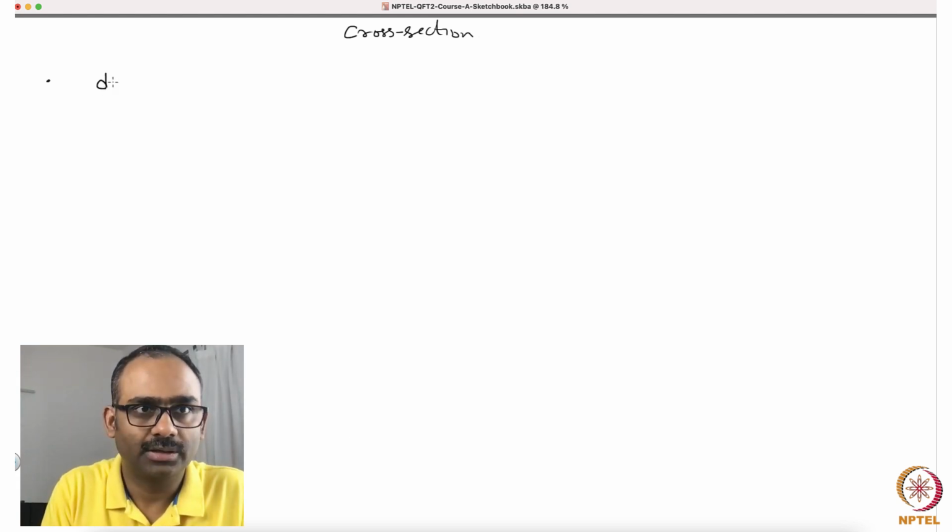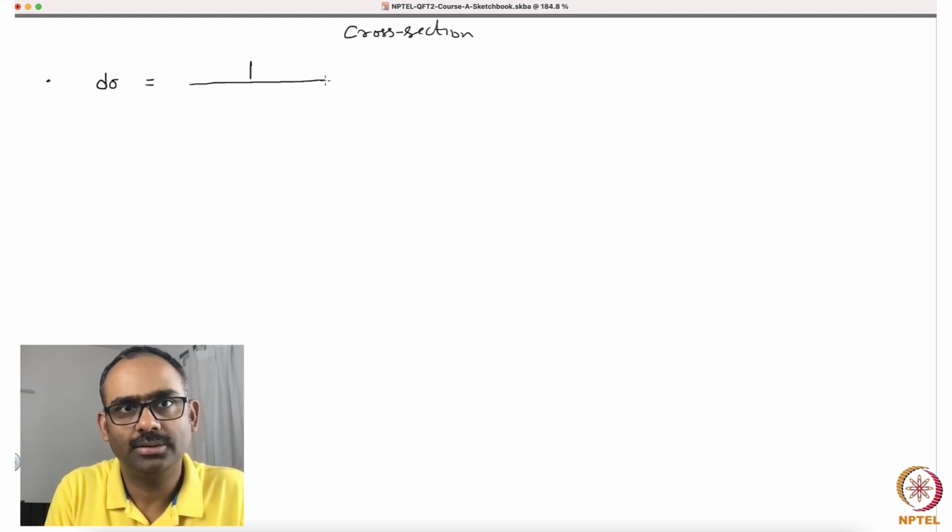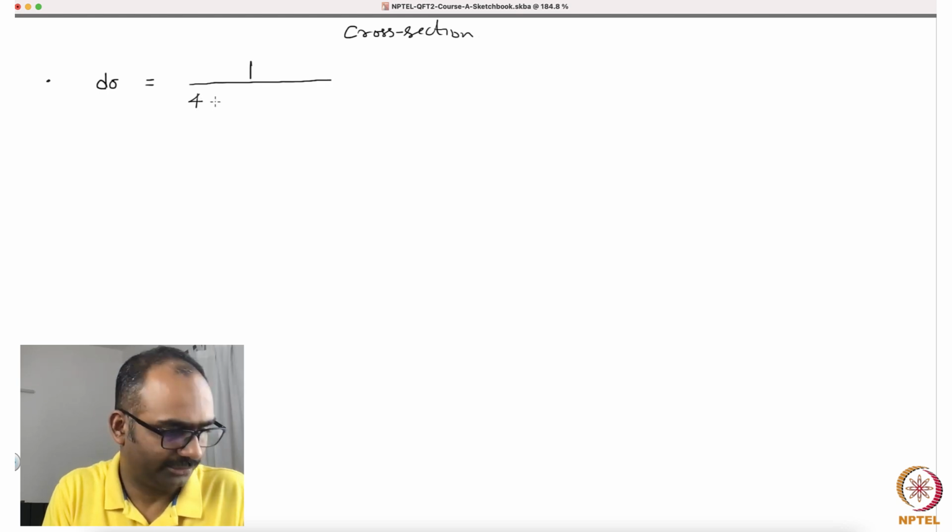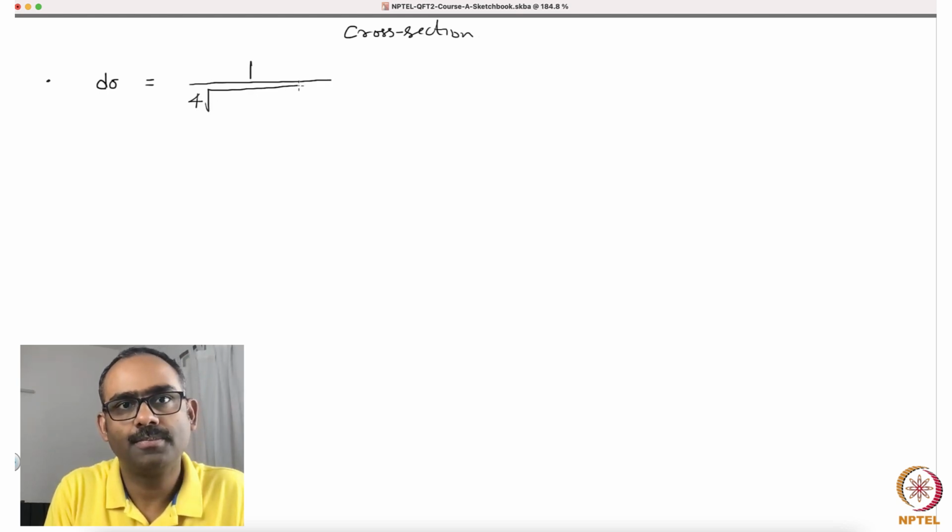So d sigma is 1 over 4, minus 2 square. I hope you have already done this exercise. I gave it last time.